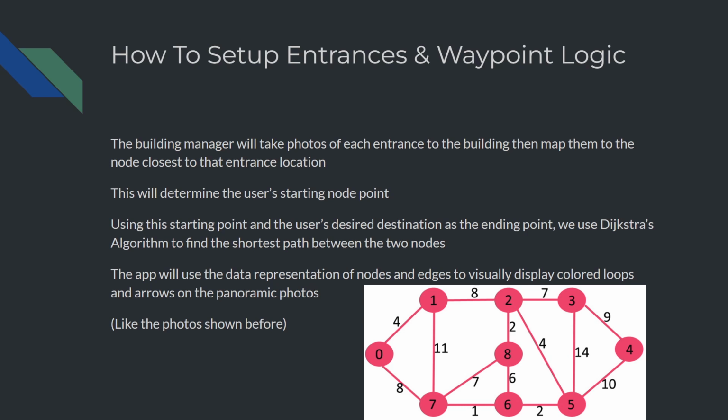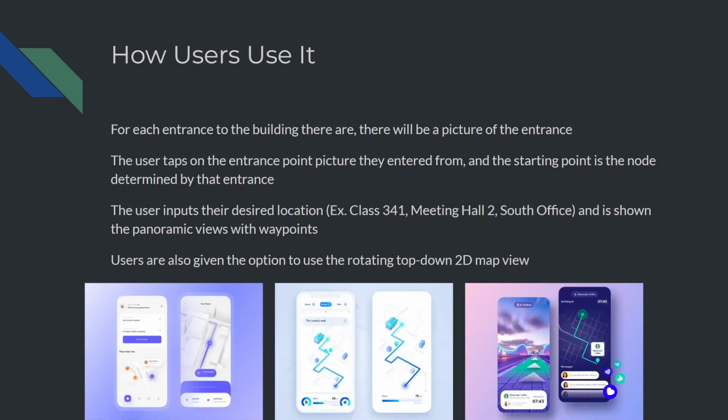So next is entrances. How do we figure out where the starting point is? Building managers will take photos of each entrance to the building and then map them to the closest node. That way, when the user gets in the building, they'll have a starting point.